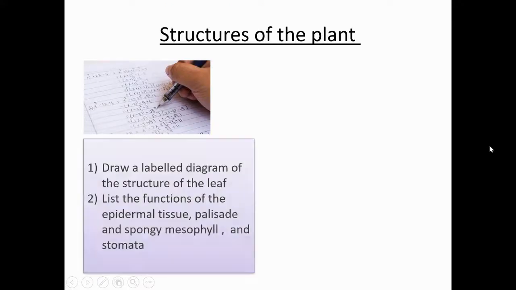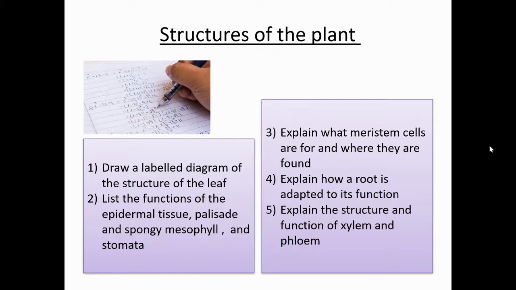Right. For the first quarter, the structures of the plant, I've written some questions down that I would suggest answering to get the important information down. So, can you draw a labelled diagram of the structure of the leaf? List the functions of the epidermal tissue, palisade and spongy mesophyll layers, and the stomata. Can you explain what meristem cells are for and where they're found? Can you explain how a root is adapted to its function? And can you explain the structure and function of the xylem and phloem?